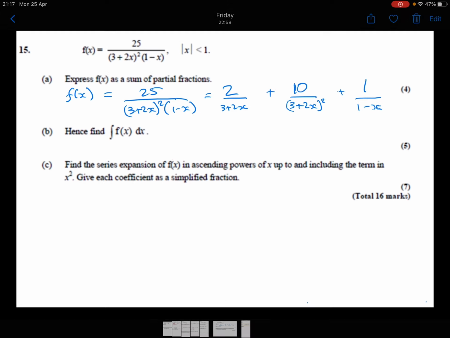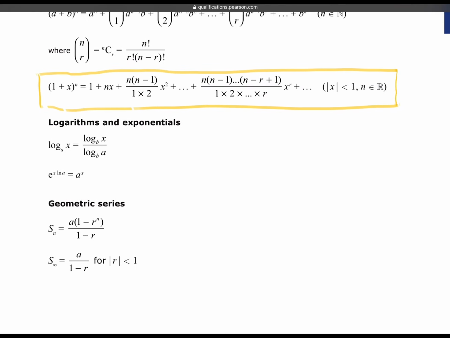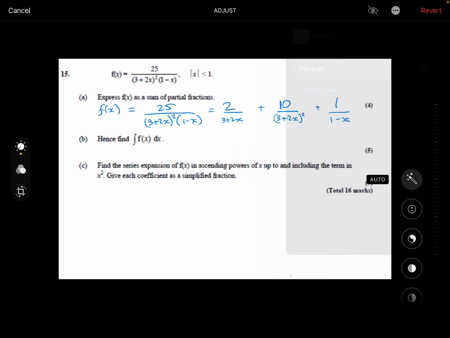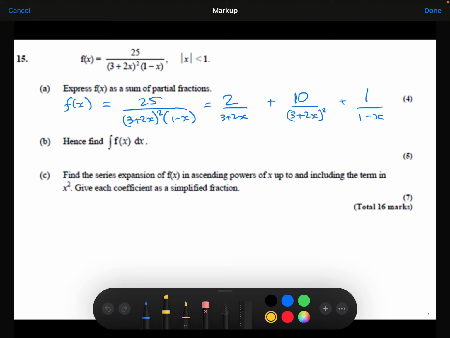Let's remind ourselves of the binomial theorem. It is this. This is what you're given in the formula booklet. So if we want to use this formula, we need to rewrite each of our expansions, or each of our terms, to expand as 1 plus x to the power n. So let's do this. Let's start off with the 2 over 3 plus 2x.